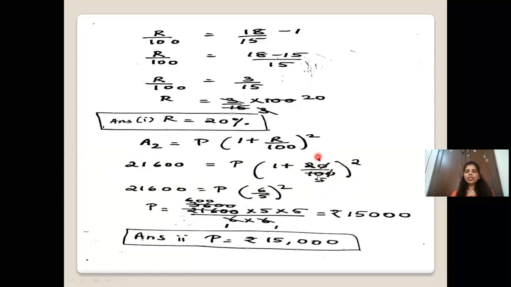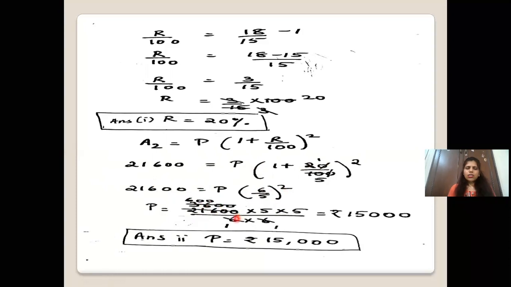0, 0 gets cancelled, 2 ones are 2, 2 fives are 10. When you equate, you get 6 upon 5 raised to 2, since 5 ones are 5, 5 plus 1 is 6. You want to find the principal, so you take it to the other side. So it gets 21,600 into 5 into 5 upon 6 into 6. Now divide 6 and 21,600. It can be divisible. As you can see, the divisibility test of 6 is that it should be divisible by 2 and 3.